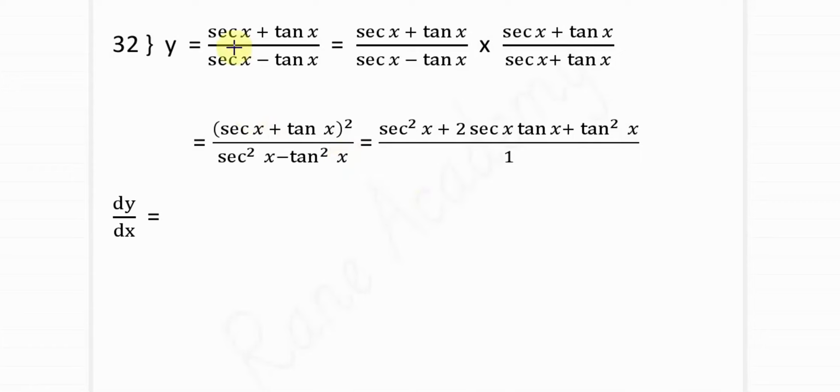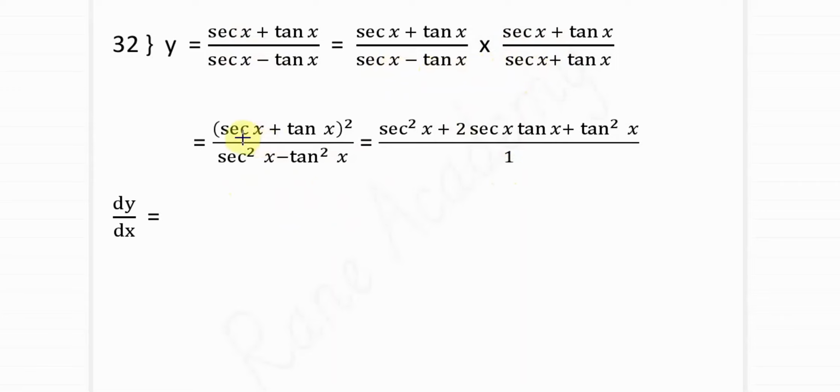Question number 32, we have y is equal to sec x plus tan x upon sec x minus tan x. Now actually we can apply u by v rule and get the answer, but we'll use trigonometrical identity, simplify it, and so we can get the answer easily. So we have sec x minus tan x. So what we do, we multiply numerator and denominator both by sec x plus tan x. So in the denominator we have sec x minus tan x into sec x plus tan x, which is sec square x minus tan square x, which ultimately gives 1.